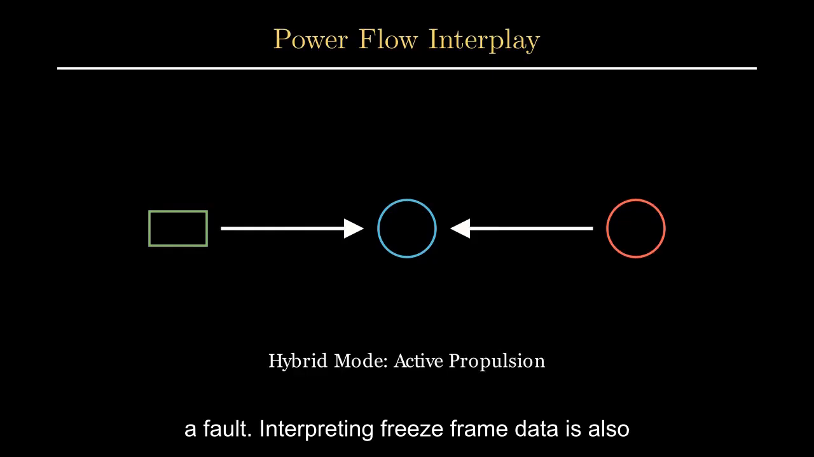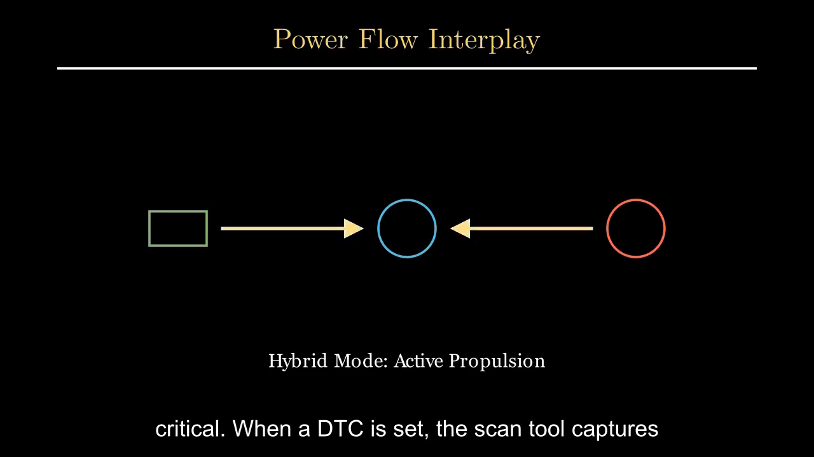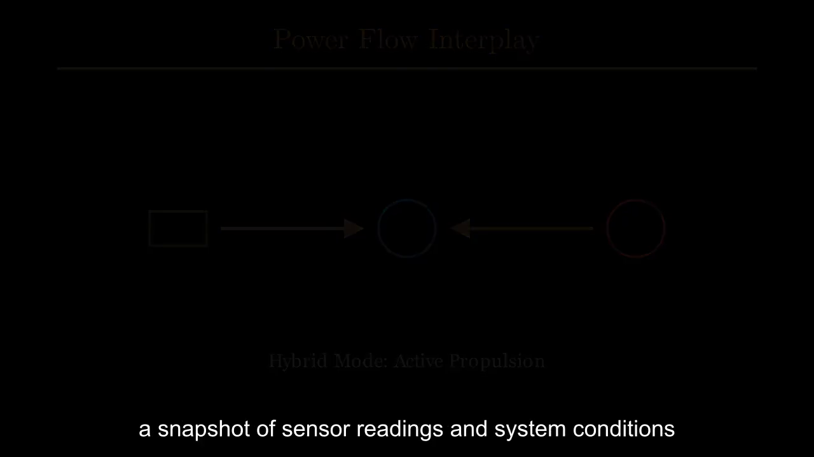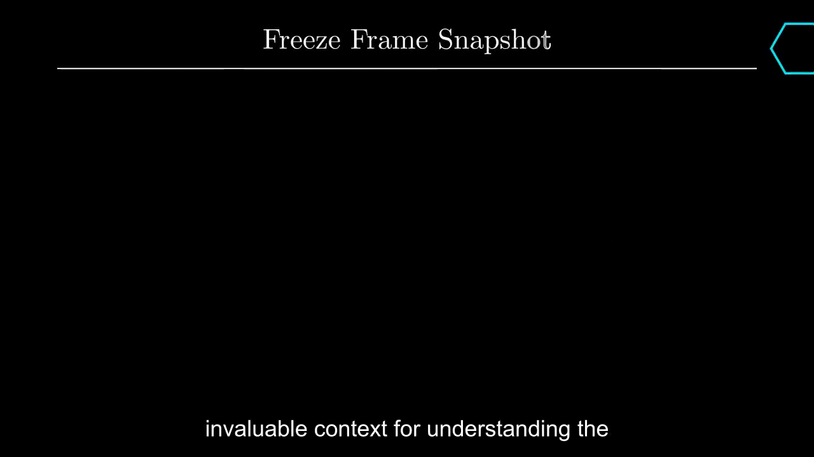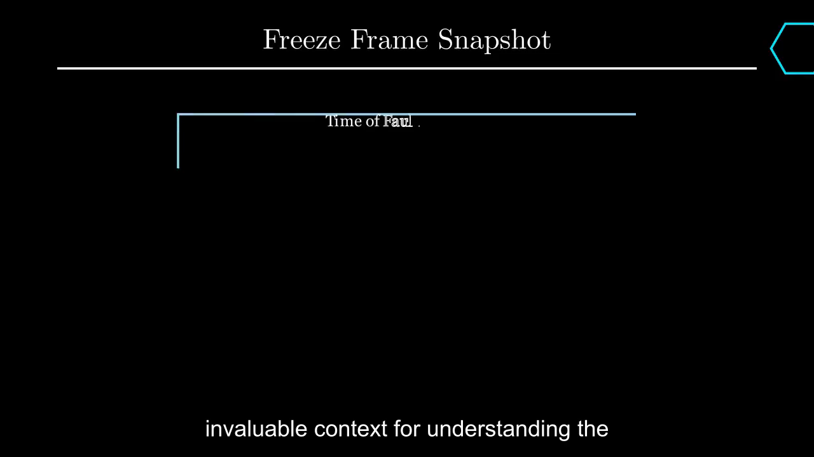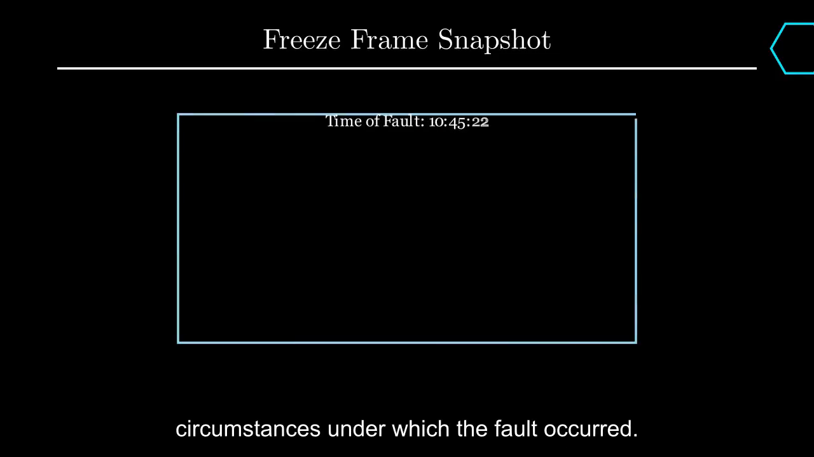Interpreting freeze frame data is also critical. When a DTC is set, the skin tool captures a snapshot of sensor readings and system conditions at that precise moment. This freeze frame provides invaluable context for understanding the circumstances under which the fault occurred.